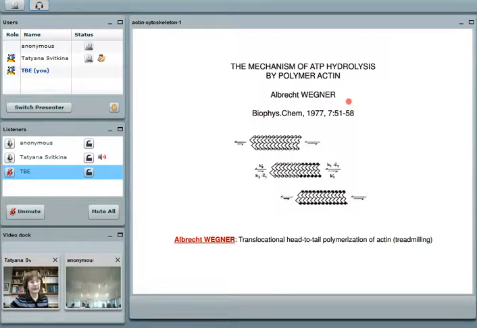This concept was developed theoretically by Albrecht Wegner, who, just based on the knowledge that ATP is getting hydrolyzed and therefore the ends end up chemically different with different rate constants, figured out that treadmilling should exist. It should be a state where one end grows and another shrinks.